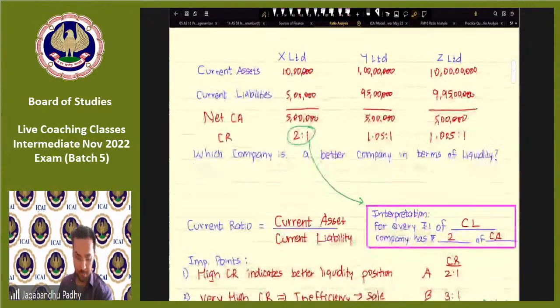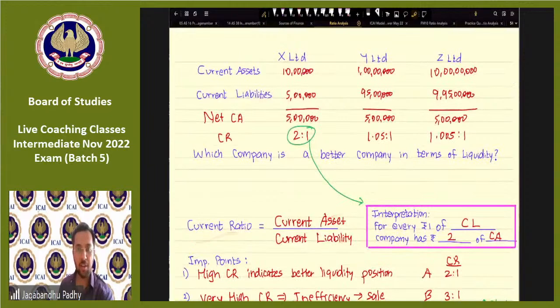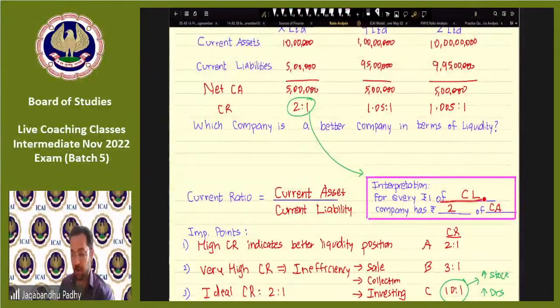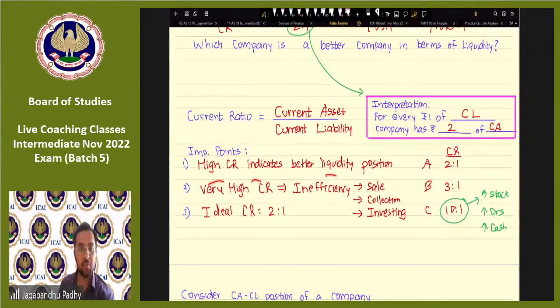Okay. Then we discussed the current ratio being current assets upon current liabilities, which indicates for every 1 rupee of current liability, how much of current assets you have. We said that a higher current ratio means better liquidity, better stability. However, a very high current ratio is also not good because it indicates inefficiency, with regards to sale, collection, investing. Then we said the ideal current ratio should be 2:1. Very high current ratio indicates inefficiency with regards to these three things, right?